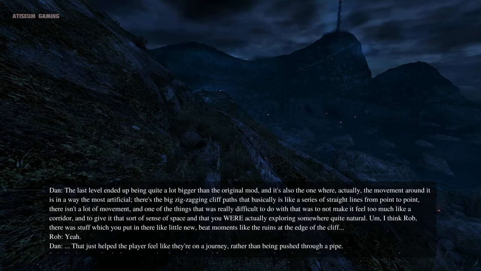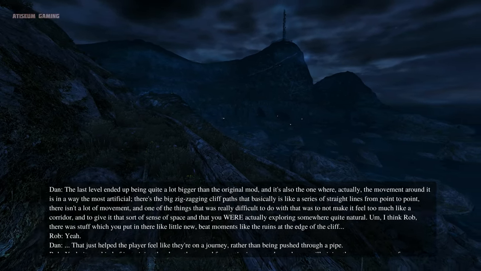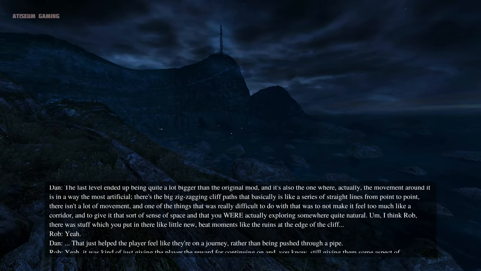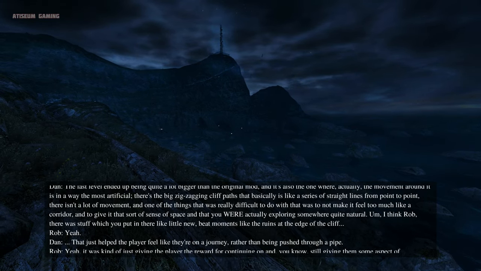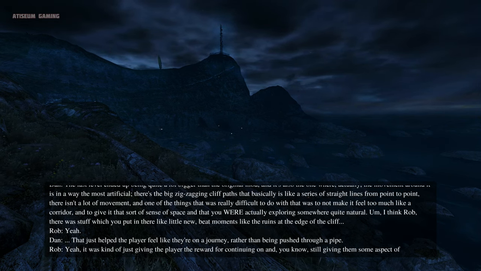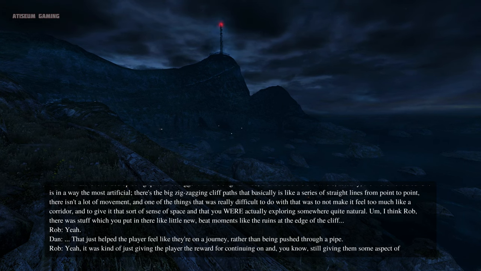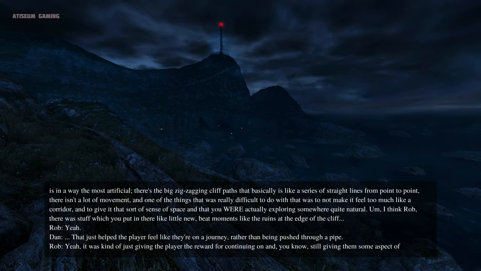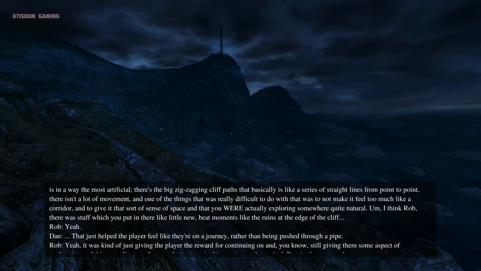The last level ended up being quite a lot bigger than the original mod. And it's also the one where the movement around it is in a way the most artificial. There's the big zigzagging cliff path that is basically a series of straight lines from point to point. One of the things that was really difficult to do with that was to not make it feel too much like a corridor, and to give it a sense of space, that you were actually exploring somewhere quite natural.